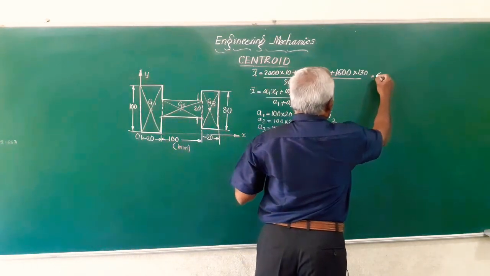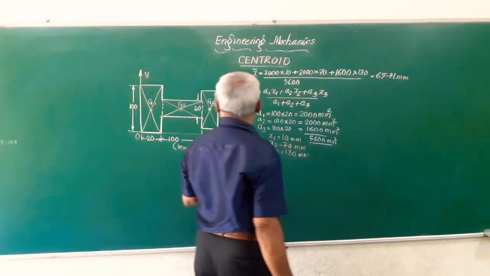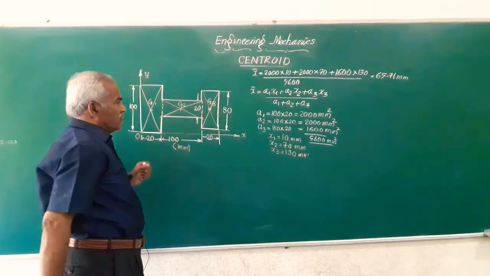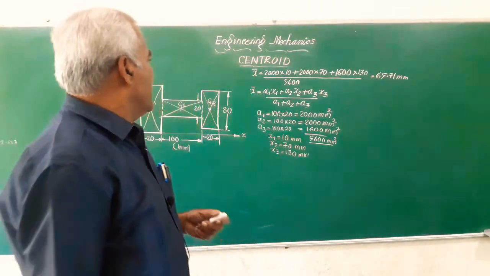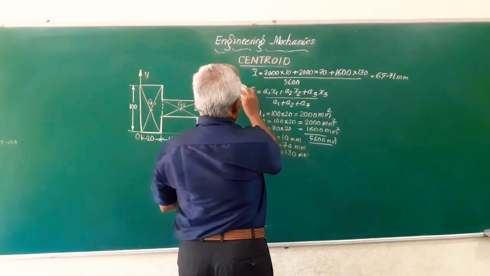This works out to 65.71 millimeter, which is the distance of the centroid of the whole figure from the y-axis. So friends, on the same lines, let us find out what the y bar is.